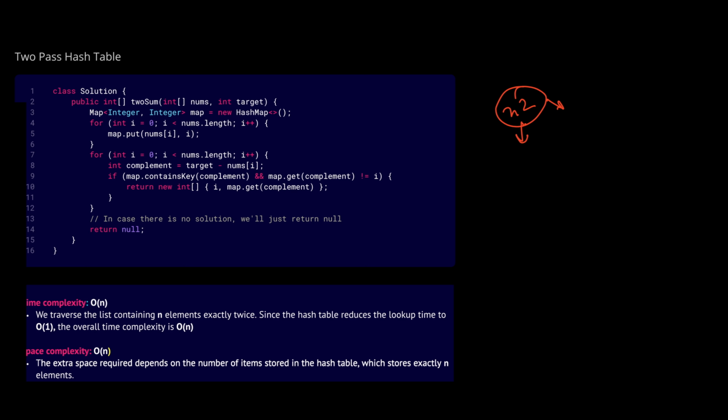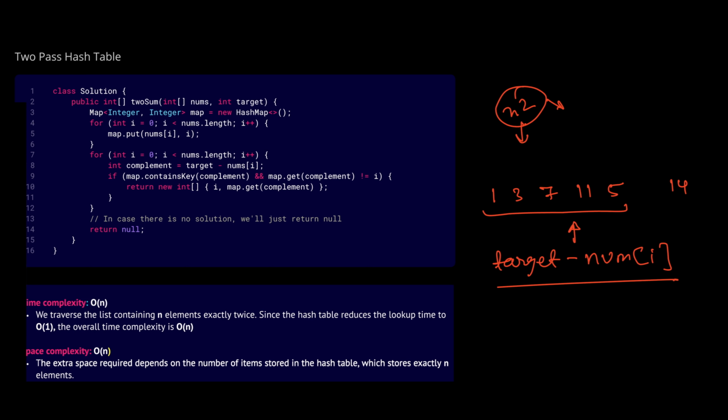So here we can take an example: 1, 3, 7, 11 and 5, and we want 14 as a target. If we know upfront whether we have target minus nums[i] in our array, then we don't really need to scan through each and every element on the right hand side, right? So how can we do that?